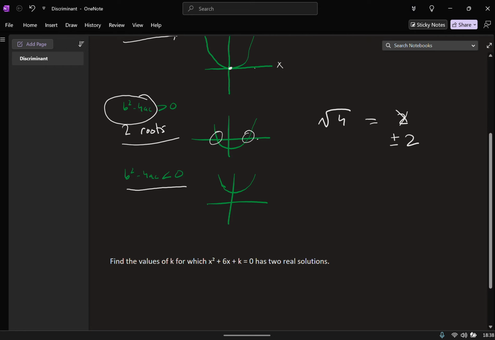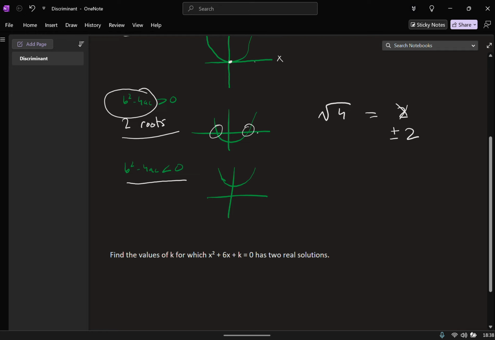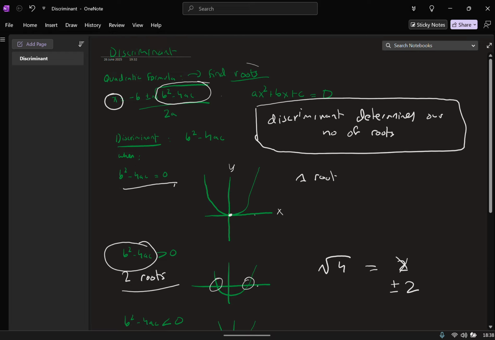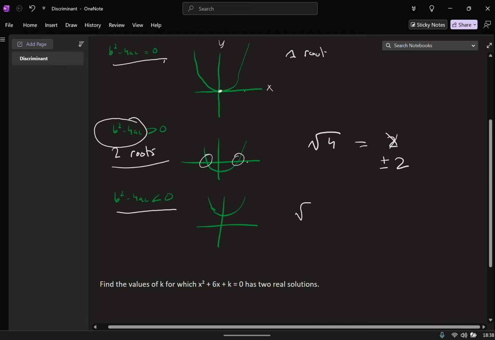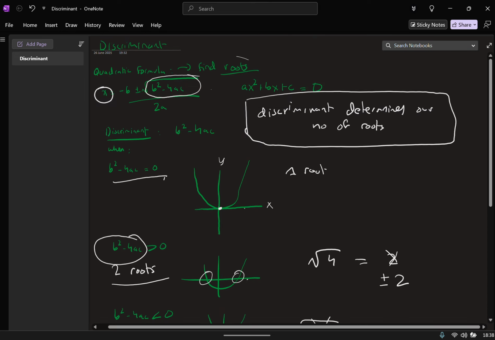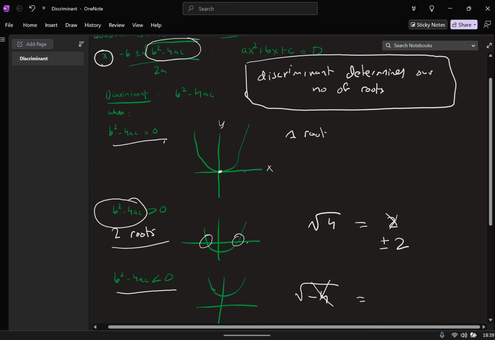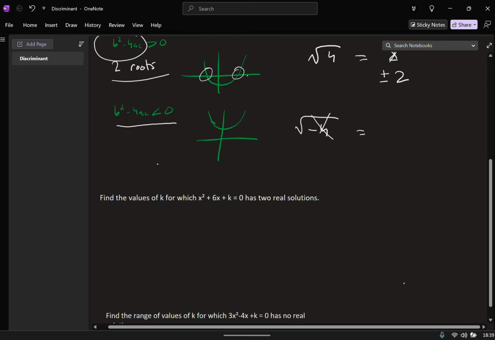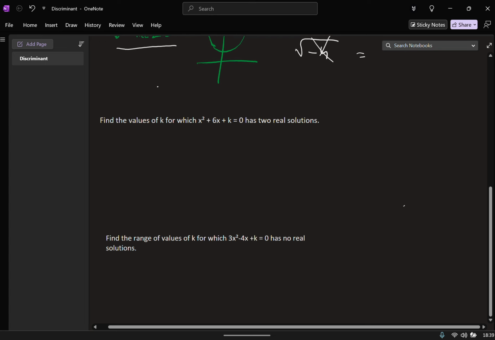When b squared minus 4ac is negative, or less than 0, so any number less than 0, we have no roots. It does not touch the x-axis or intersect with it. Why? Because a negative number doesn't have any real square root. You can't work it out. So that's why we have no answer and no roots, and therefore no intersection with the x-axis when our discriminant is negative. Now let's do two questions to clarify and reinforce our concept.